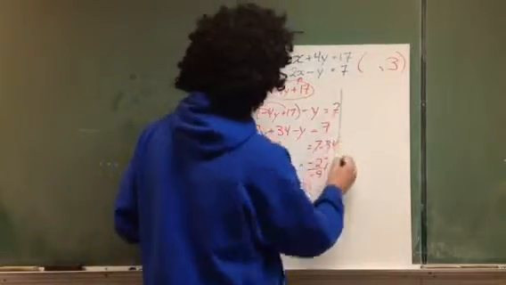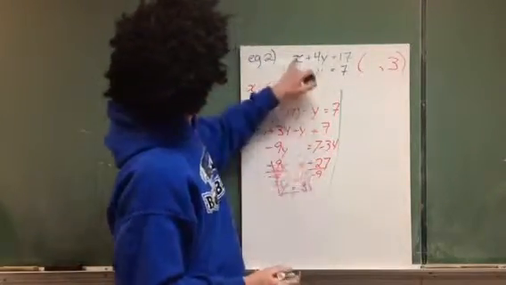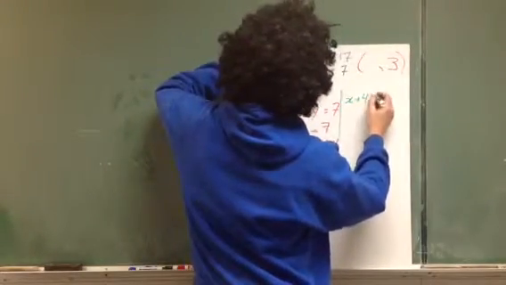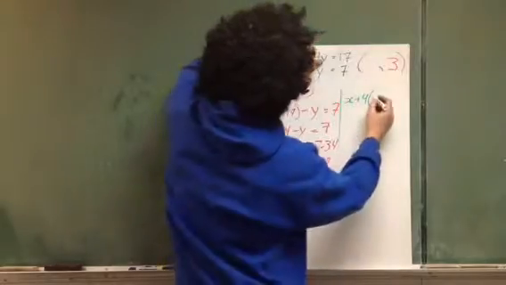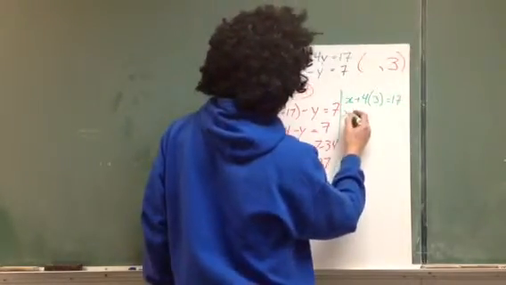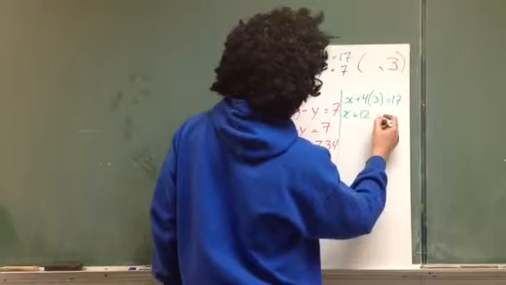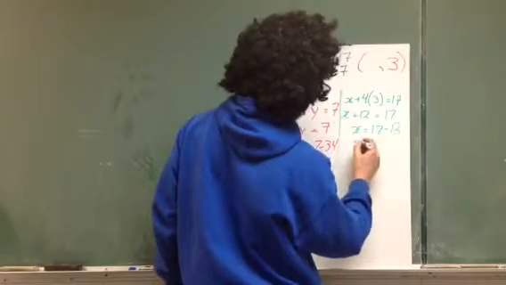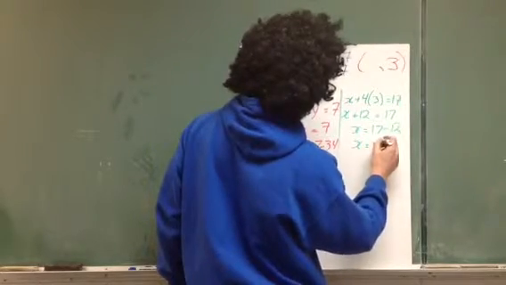Okay. Hopefully I left myself enough room. I'm going to put it in for the top one. So we have x plus 4 times y, or 4 times 3, equals 17. So that's x plus 12 equals 17. That's x equals 17 minus 12. X equals 5.